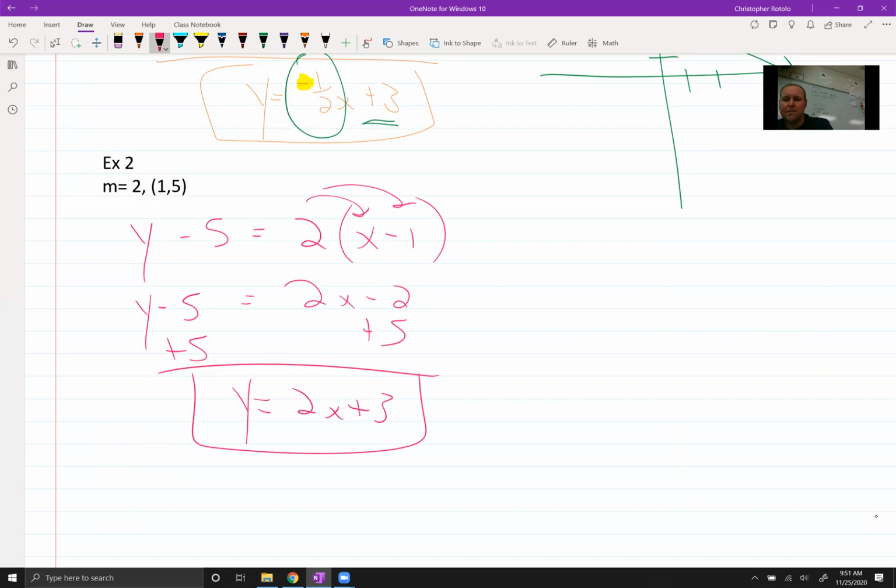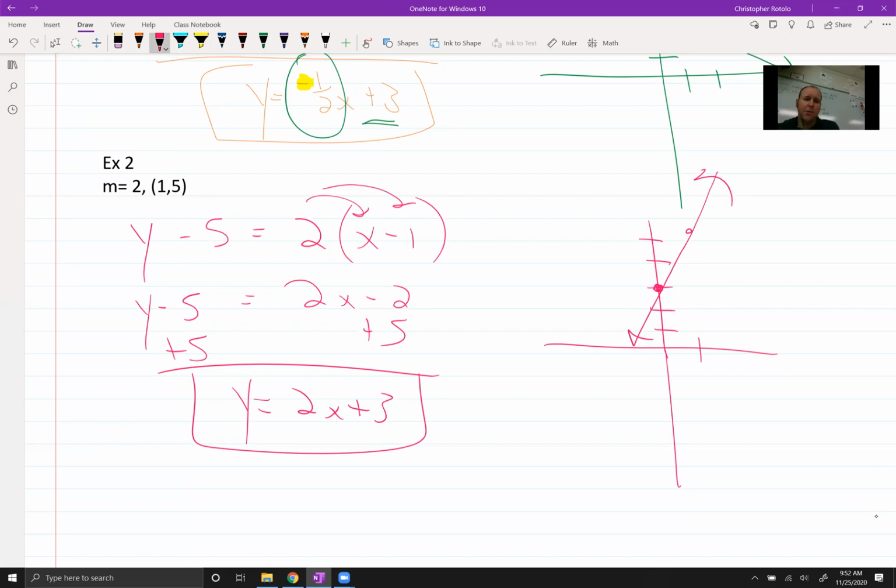How do I graph it? 1, 2, 3. Start with the y-intercept. Rise 2, 1, 2, and run 1. There we go. All right, it is a positive slope line, right? The 2 is positive. It's going up from the left to the right. So that's pretty awesome as well.